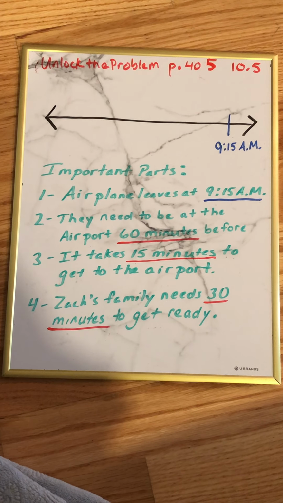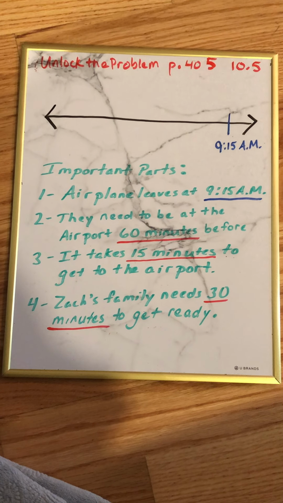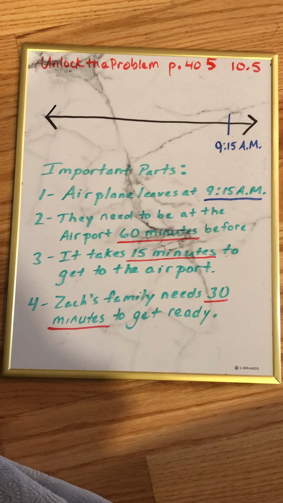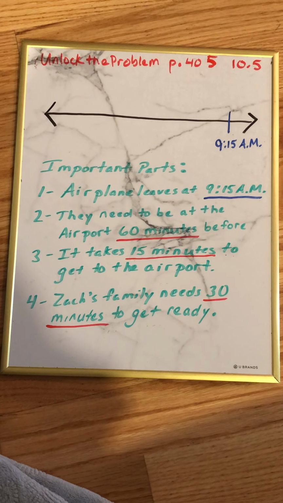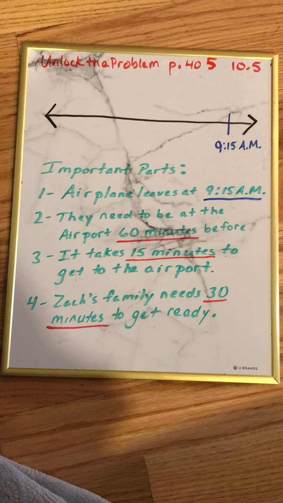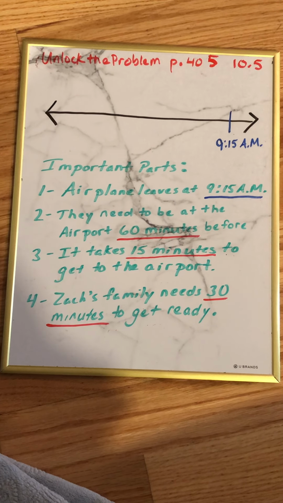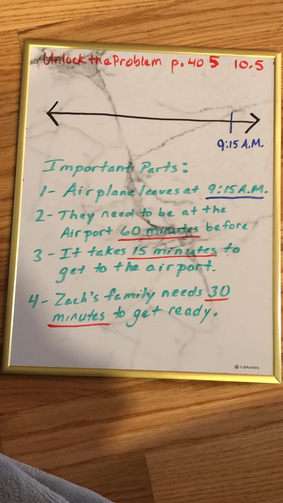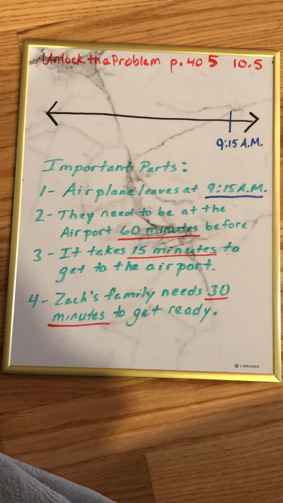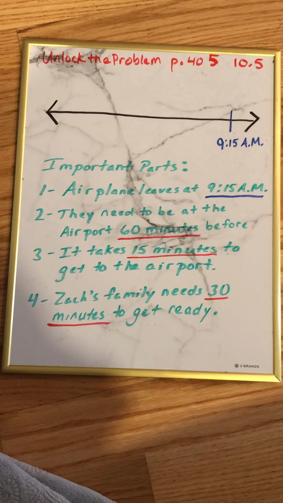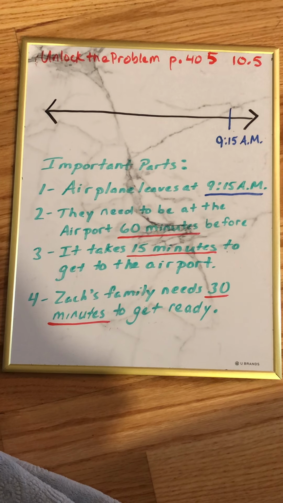The Unlock Your Problem on page 405 says, Zach and his family are going to New York City. Their airplane leaves at 9:15 a.m. They need to arrive at the airport 60 minutes before their flight. It takes 15 minutes to get to the airport. The family needs 30 minutes to get ready to leave. At what time should Zach's family start getting ready?